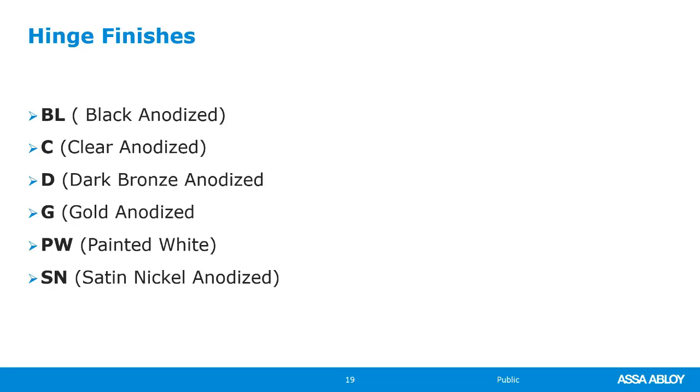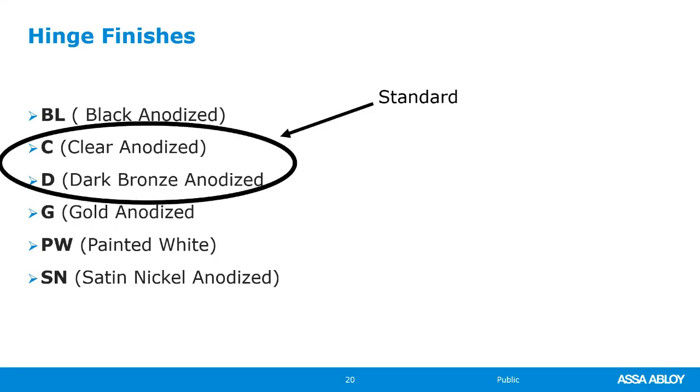Our hinge finishes: black anodized, clear, dark bronze anodized, gold, painted white, satin nickel. We have various hinge finishes. We're always coming out with more, so you may want to call and check when you desire a certain finish. Our clear and dark bronze anodized is the standard hinge finish.